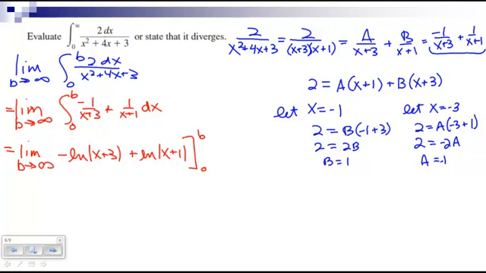Did I hear someone say divide? Yeah. Brainstorming in this corner is happening. I love dividing. Alright, let's go. X plus 3 over x plus 3.